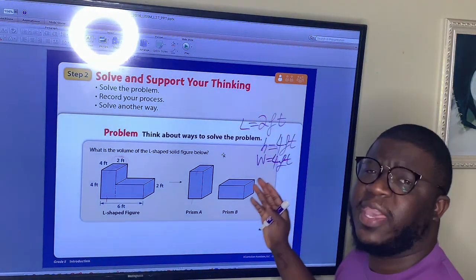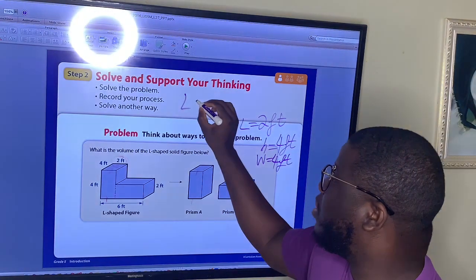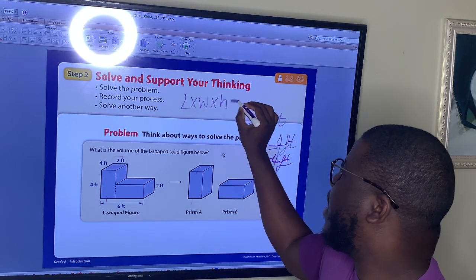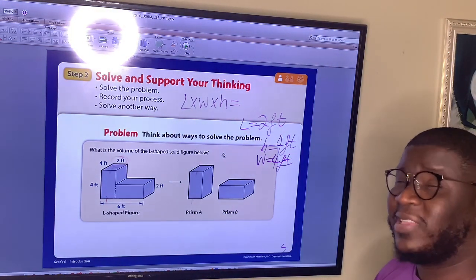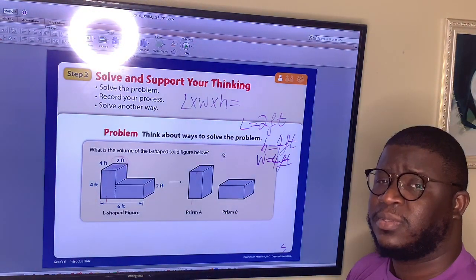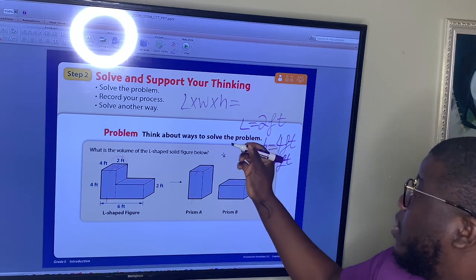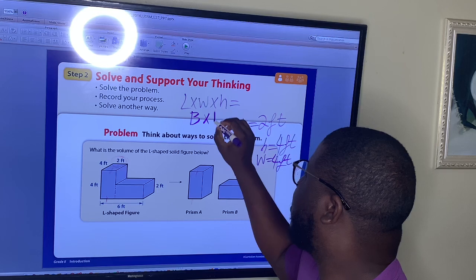I can quickly go ahead and find the volume for prism A by simply using the volume formula, which is equal to length times width times height. Can somebody also give me another formula that I can use for volume? I'll give you about 15 seconds. Exactly. The volume for a prism will also be base times height.